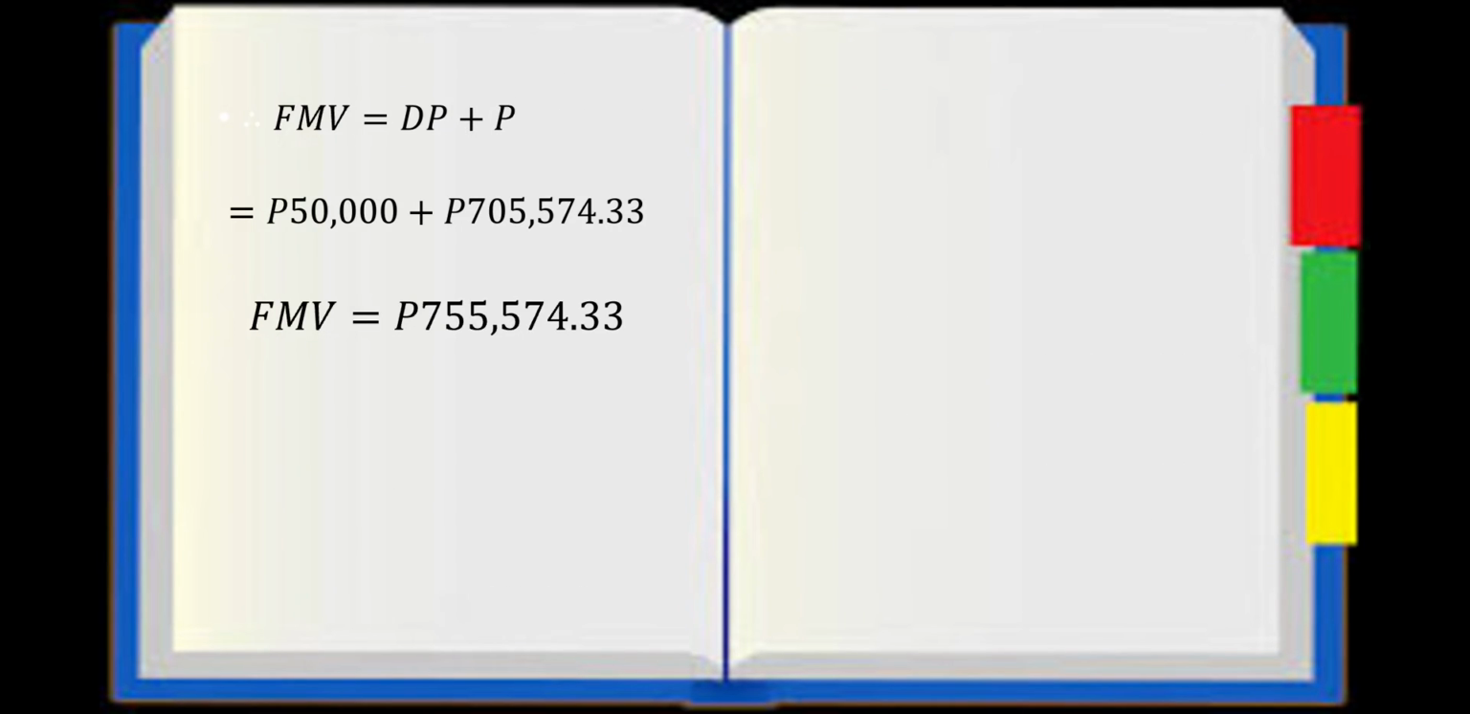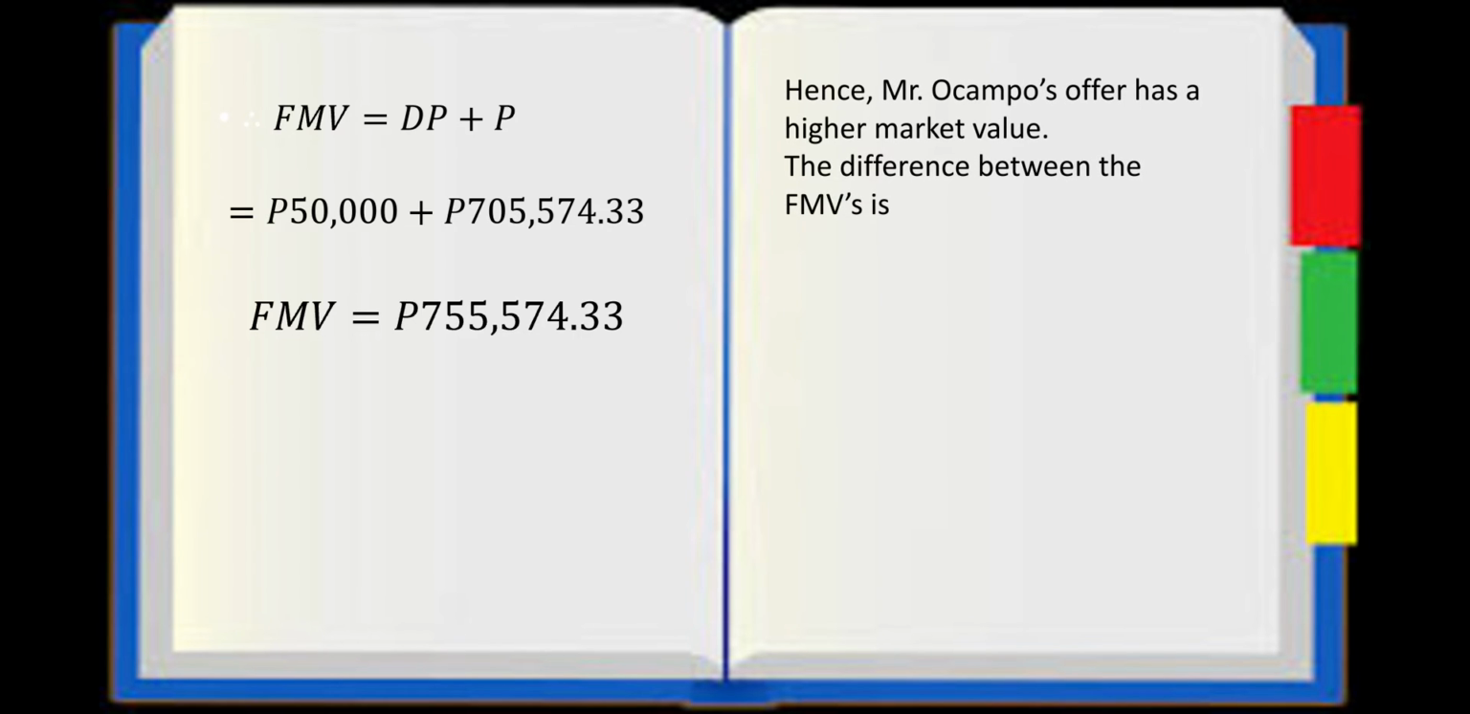So to find the fair market value, we're going to add the down payment plus the present value, wherein the down payment is 50,000 and the present value is 705,574.33. So we have now 705,574.33 plus 50,000 is equal to 755,574 pesos and 33 centavos. So therefore, that is the fair market value. Hence, Mr. Ocampo's offer has a higher market value.